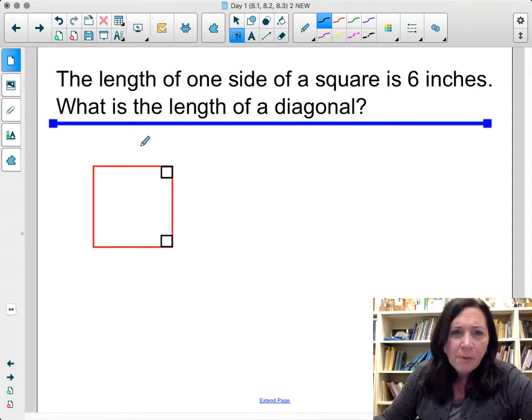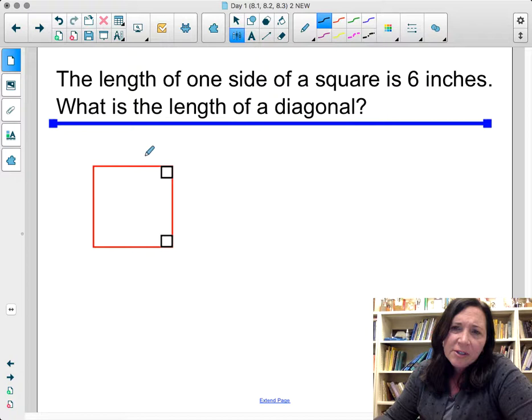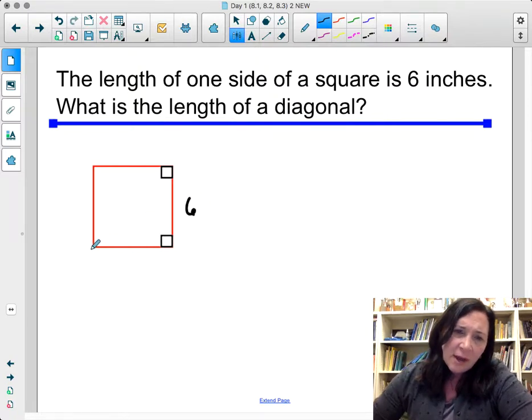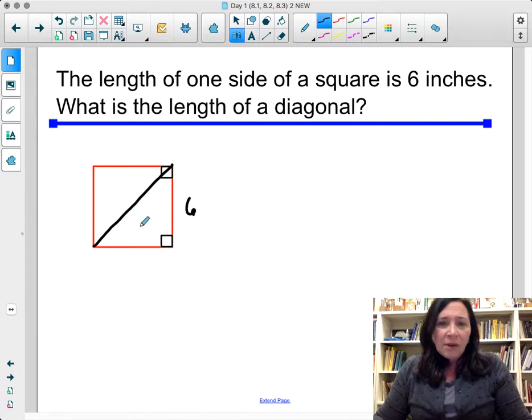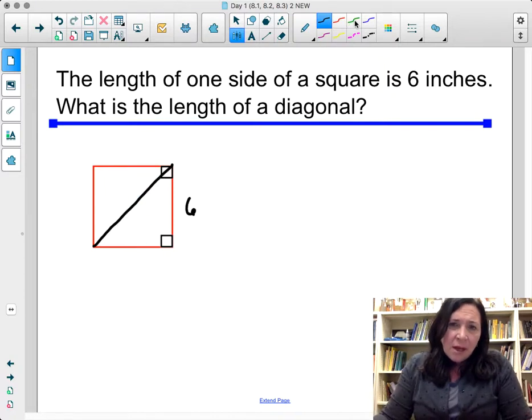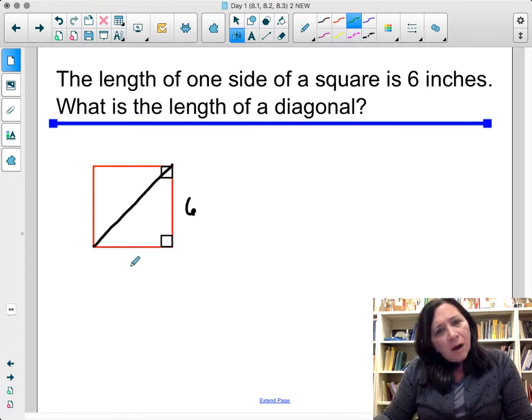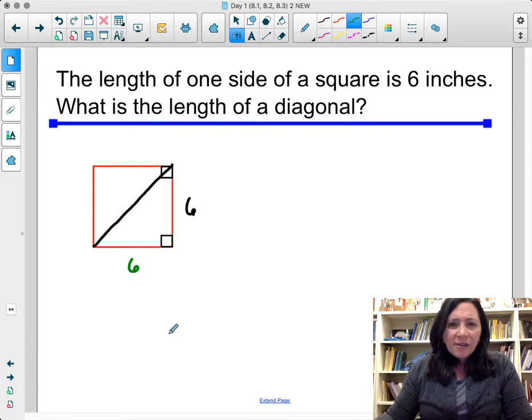This is a homework problem. The length of one side of a square is 6 inches. What is the length of the diagonal? So the diagonal is this length here. Okay, that's one diagonal. Remember, it's a square, so both diagonals are going to be equal. So just pick one to draw. Also, on a square, all sides are the same.